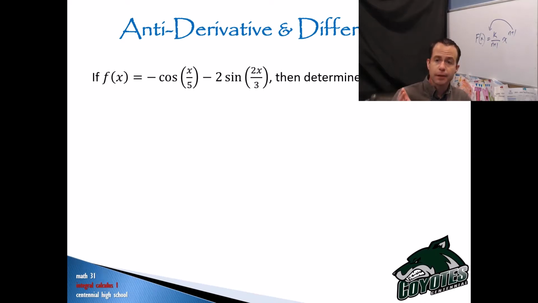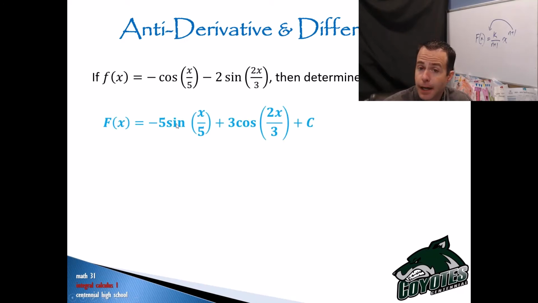The antiderivative of sine is negative cos. But then I'd have to take my negative 2 and divide by that 2 over 3. So negative 2 divided by 2 over 3 is the same as negative 2 times 3 over 2. So that'd give me negative 3. But also take note that the antiderivative of sine is negative cos, so my two negatives will actually make a positive there. Okay, so I end up with negative 5 sine of x over 5 plus 3 cosine of 2x over 3 plus c.